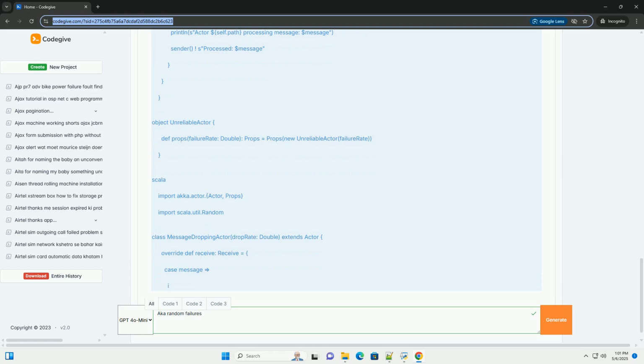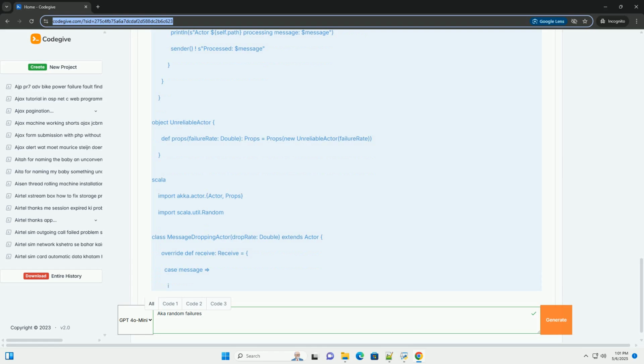4. Best practices for failure injection. Control the scope. Be precise about where you inject failures. Isolate the components you want to test and avoid introducing failures that could affect unrelated parts of the system. Use realistic failure rates. Base the probabilities of failures on real-world observations or estimates. Don't just use arbitrary numbers. Consider the MTBF, mean time between failures, and MTTR, mean time to repair, for your system components.